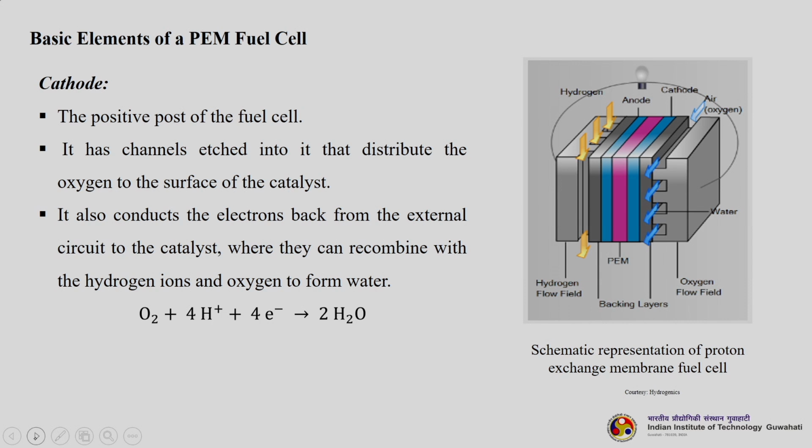The first one is of course the cathode. Okay. So, this is the cathode. You can see this is the cathode. So, this is the positive post of the fuel cell. It has channels etched into it that distribute the oxygen to the surface of the catalyst. It also conducts the electrons back from the external circuit to the catalyst, where they can recombine with the hydrogen and oxygen to form water. So, this is the reaction that happens in the cathode: oxygen plus 4 protons and plus 4 electrons gives 2 water.